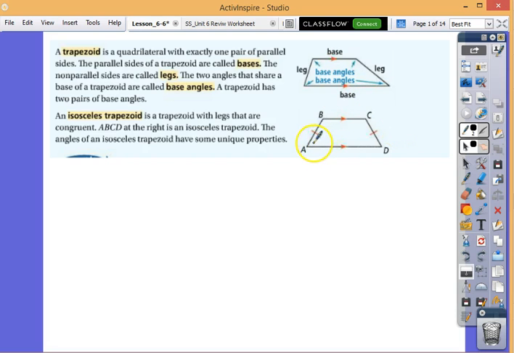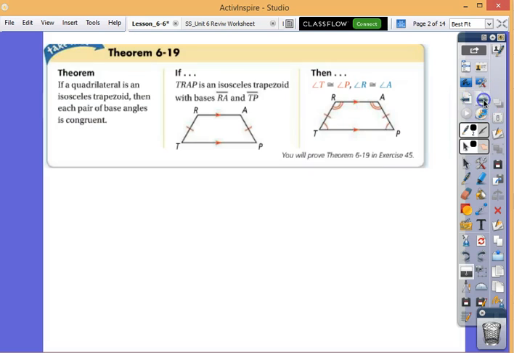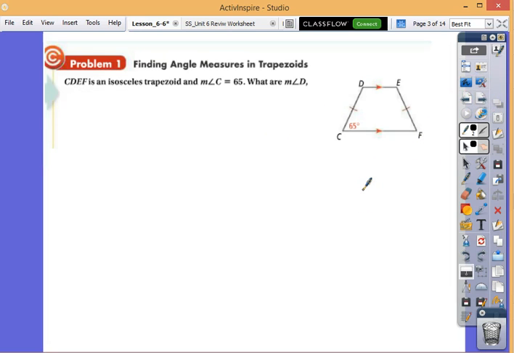By the way, there's a pair of base angles for each base. A and D are the base angles here, and then B and C are the base angles here. In an isosceles trapezoid, the base angles will be congruent. So how are we going to solve for what angle D is? And I think I'm even going to extend this problem. I want you to find the measure of angle D and the measure of angle F.